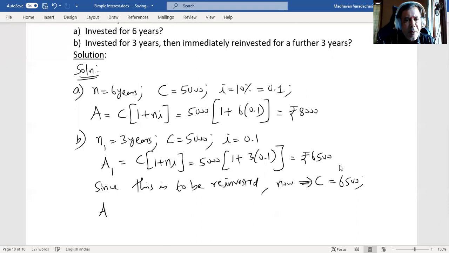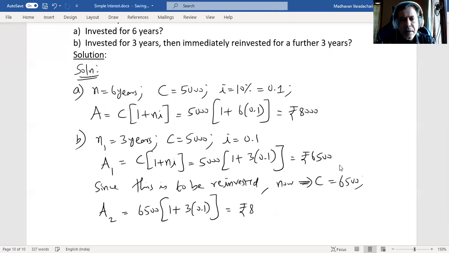So our final amount, I'll call it A2, will be 6,500 times 1 plus, this will be reinvested for another 3 years, 3 into 0.1. So that we get 1.3. 1.3 into 6,500, we get rupees 8,450.